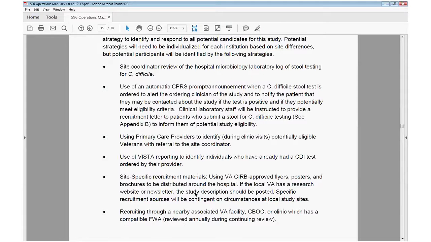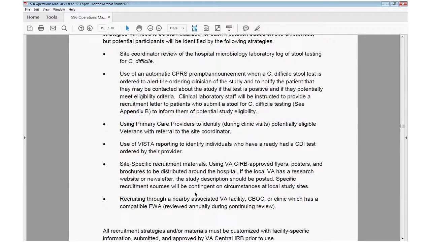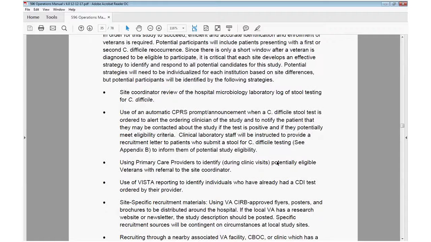Study recruitment will be contingent on circumstances of local study sites. Recruiting to nearby VA facilities, CBOCs, or clinics which have a compatible FWA reviewed annually during continuing review. What has been most successful is the combination of the automatic CPRS prompts, the distribution of the flyers to the labs, and the reviewing of the hospital microbiology lab of the stool testing for C. difficile.